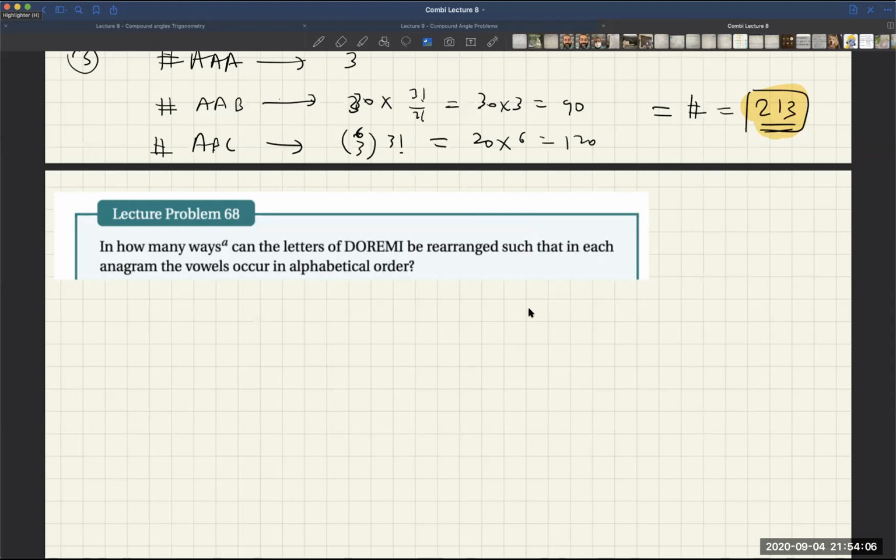Okay, 6 choose 3 into 3 factorial. Anant, I think it is right. Yeah, Bailey also it is right. Please calculate the answer. I think 120 is the correct answer. Okay. So I think you can see this as do, re, mi. And these are the vowels. So any idea how do you do this?